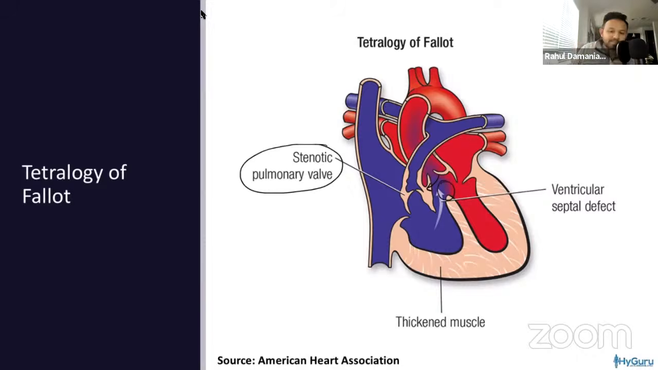And when you expose that VSD, you are going to then have a gateway for more right to left shunting. And why is that? Well, the pulmonic stenosis causes right ventricular hypertrophy, and you have now a right to left shunt. And what does that cause? Hypoxemia. It bypasses the lungs, and thus you have an elevated AA gradient.